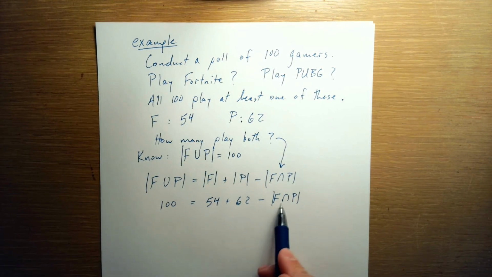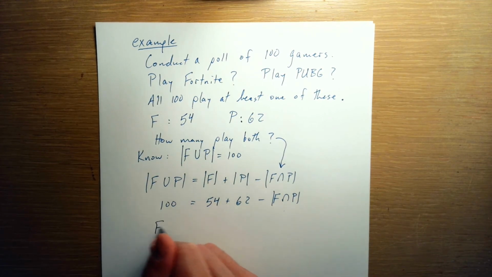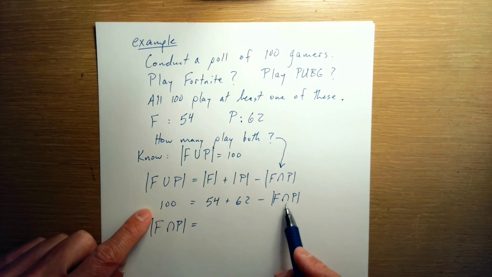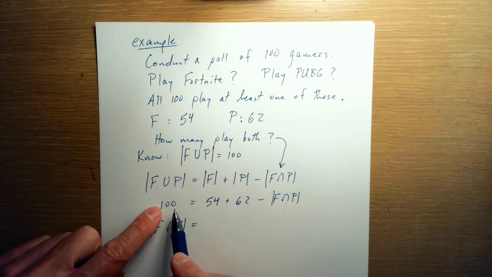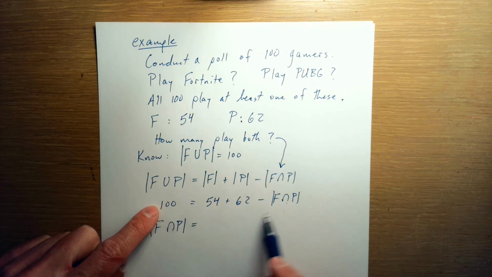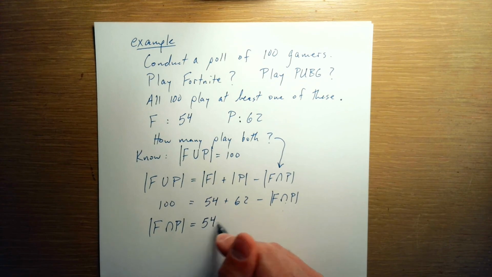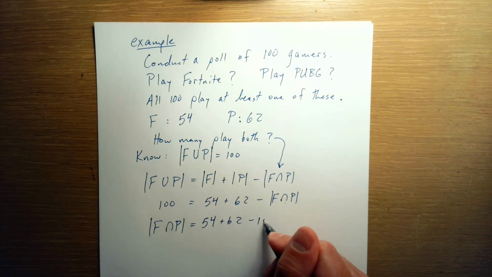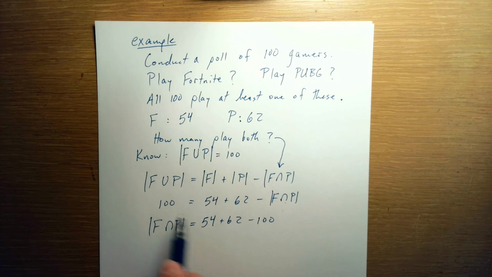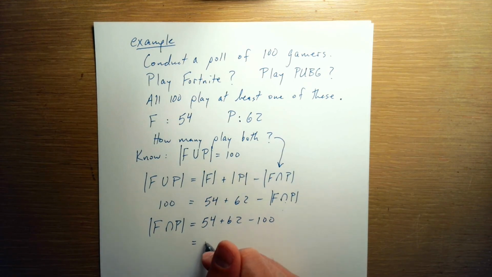And notice right now it's negative, so I want to flip this over to the other side. But since I took this intersection to the other side, I want to get rid of this 100, so I'm going to subtract that to the right hand side. So I have 54 plus 62 still here, and then that minus 100. So these just kind of switched. And so then you just do some computations and it looks like you end up with 16. So there's 16 players that play both.